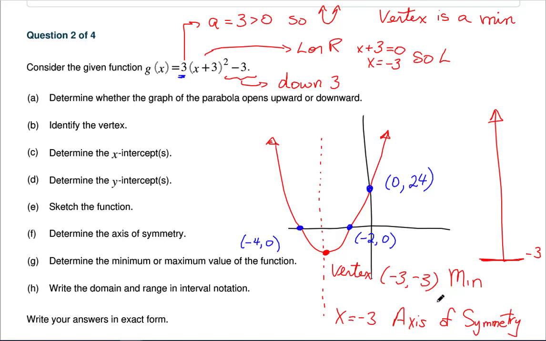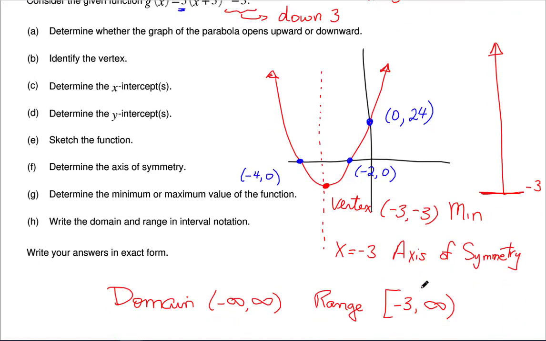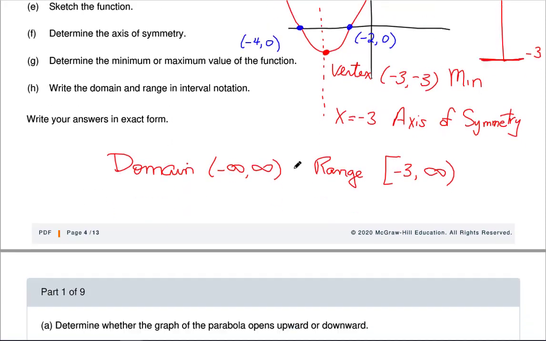It's a minimum. Axis of symmetry is the vertical line through the vertex. So that's x equals minus 3. The domain is going to be everything, again for all quadratics. And the range, well, the lowest it ever gets was minus 3, and it goes up forever. So the only real question is about these x and y intercepts. So let's go look at that.